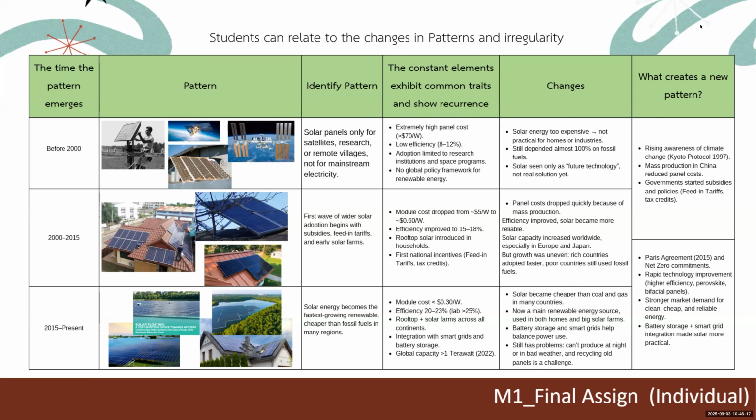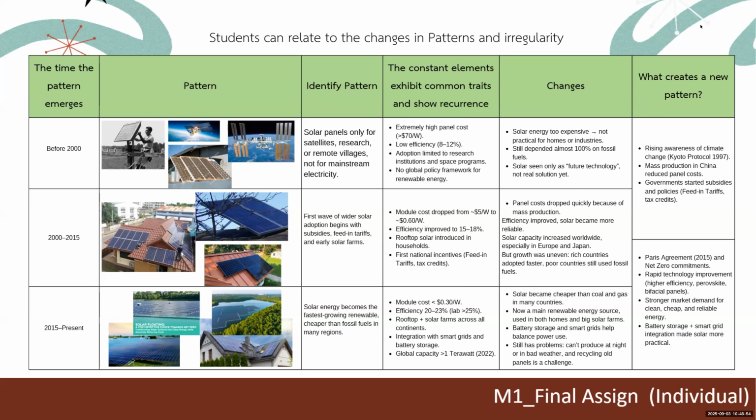And from pattern 1 to pattern 2, the factor that changed it: this change happened because people became more concerned about climate change, especially after the Kyoto Protocol. At the same time, large-scale production reduced cost and governments started to support solar with subsidies and policy. And the second pattern, the growth period, around 2000 to 2015. Solar energy became more affordable and more reliable. We started to see rooftop solar on houses and the first solar farms.